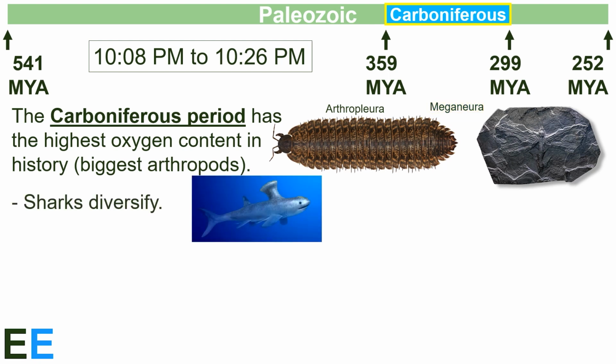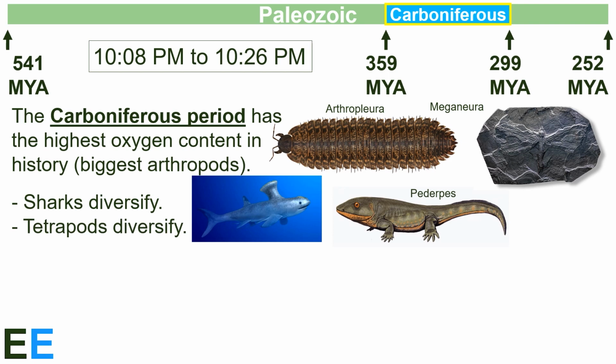In the oceans, sharks diversify, including into strange sharks like the one shown there with a weird brush-like organ on their head. On land, tetrapods diversify, with amphibians like the Perderpes shown becoming really widespread.